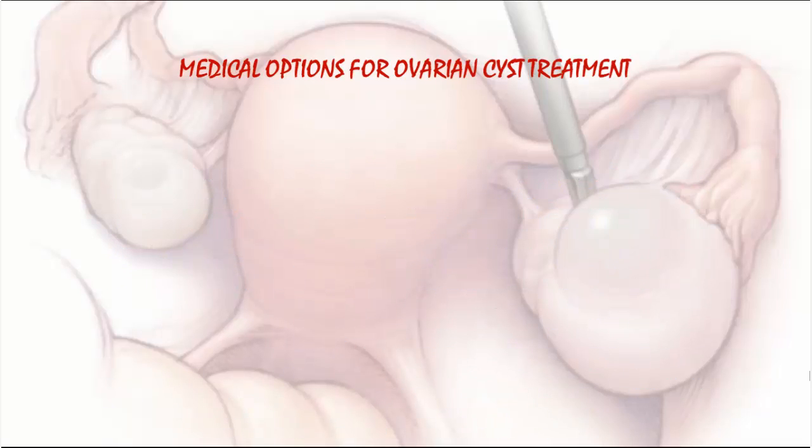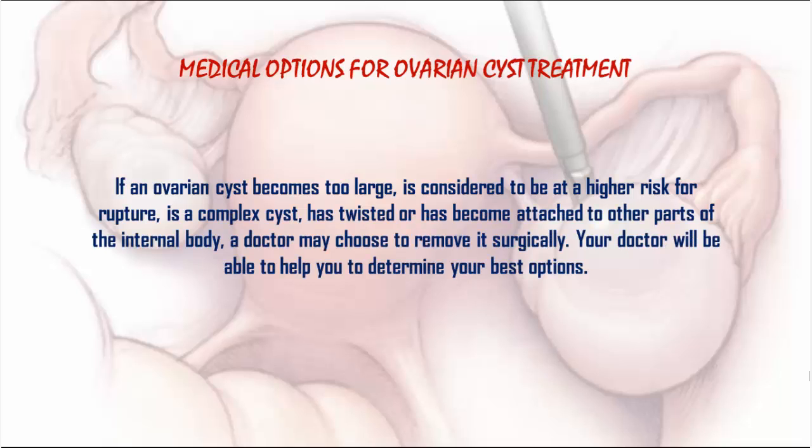If an ovarian cyst becomes too large, is considered to be at a higher risk for rupture, is a complex cyst, has twisted or has become attached to other parts of the internal body, a doctor may choose to remove it surgically. Your doctor will be able to help you to determine your best options.